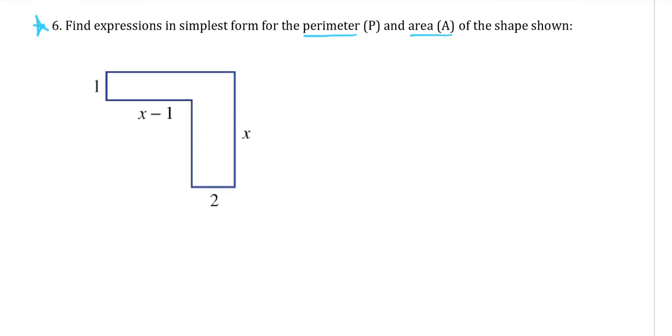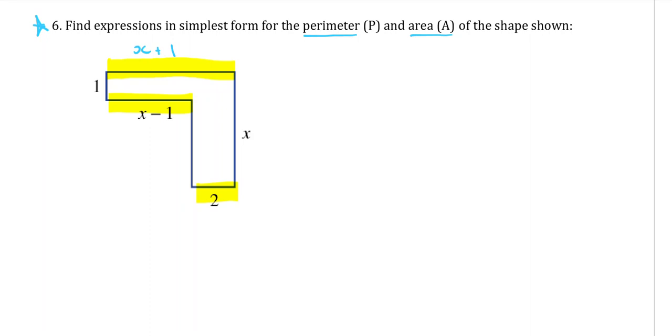So we have a few missing ones, so let's work out what they are first. If we have got a 2 and an x minus 1 horizontally there, then we would want to add those together to get that whole side across there. So x minus 1 plus 2 would be x plus 1. X plus 1 for that whole side.